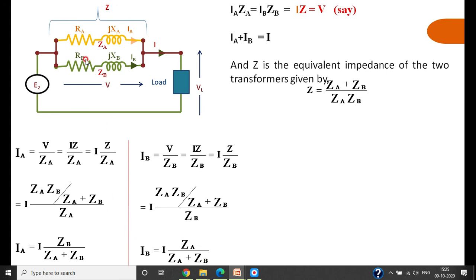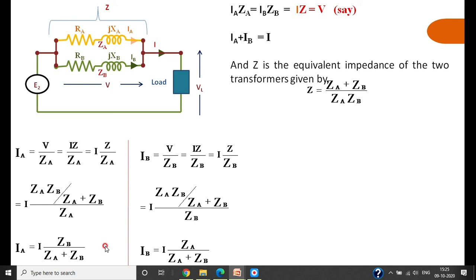That is, it is nothing but a parallel branch combination. That is, the current in one branch is equal to total current multiplied by impedance in the other circuit divided by total impedance. Similarly here, the current IB is equal to total current multiplied by the impedance of the other circuit divided by the sum of the impedance. Okay, this is the current which is delivered by the transformer A and transformer B.